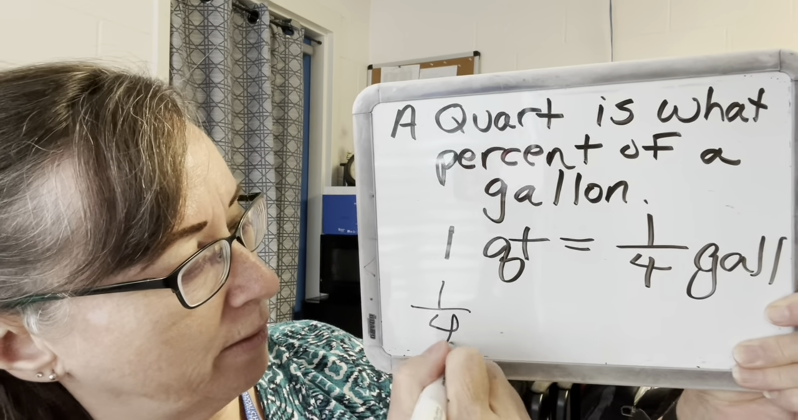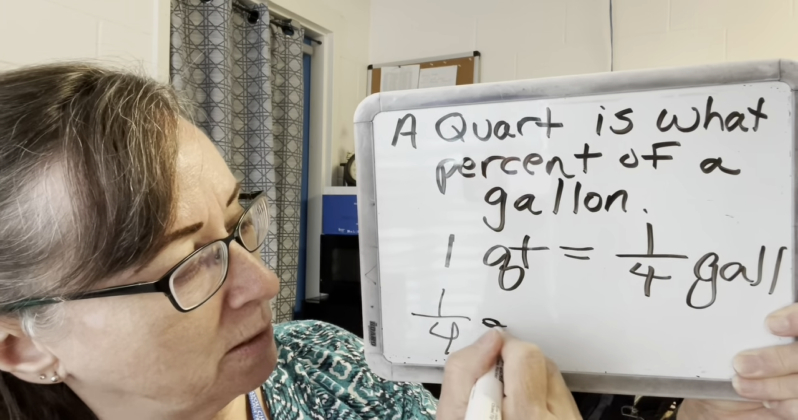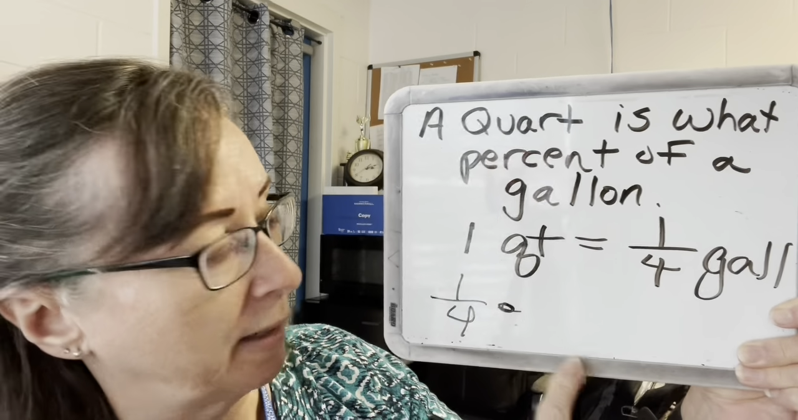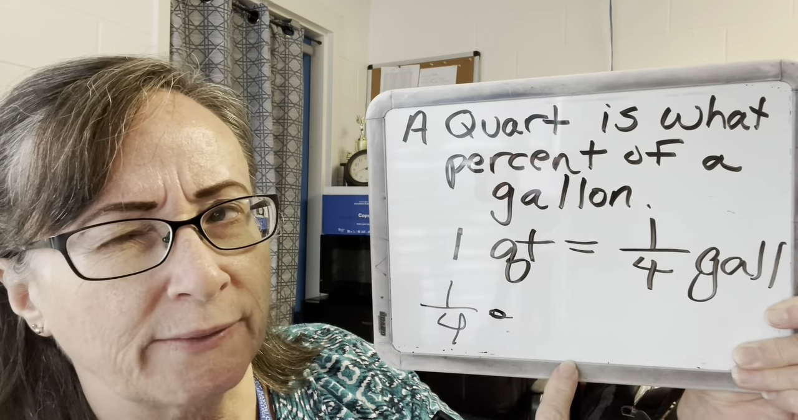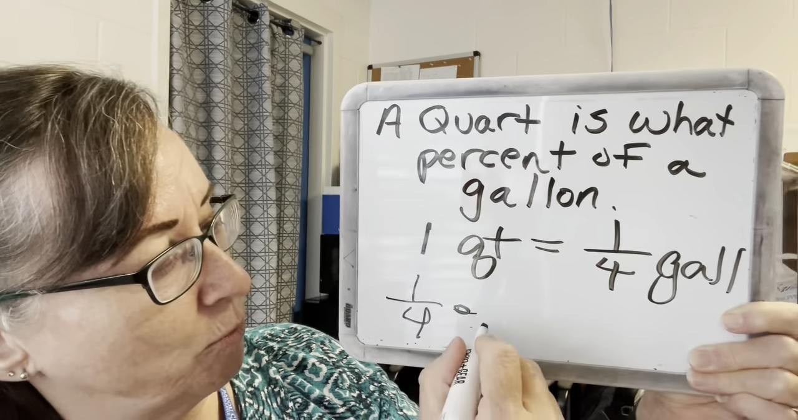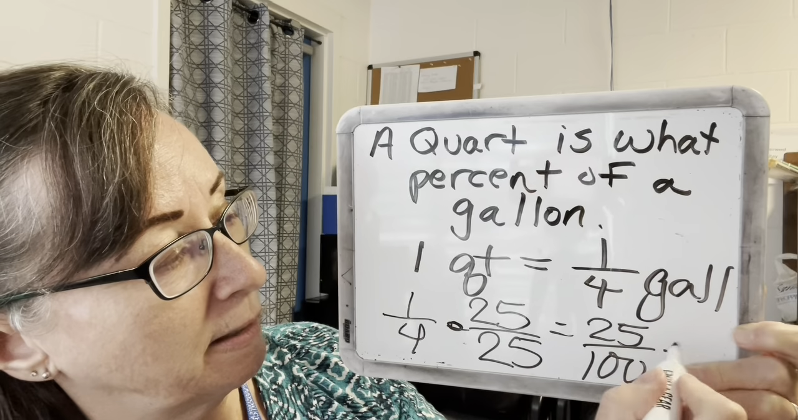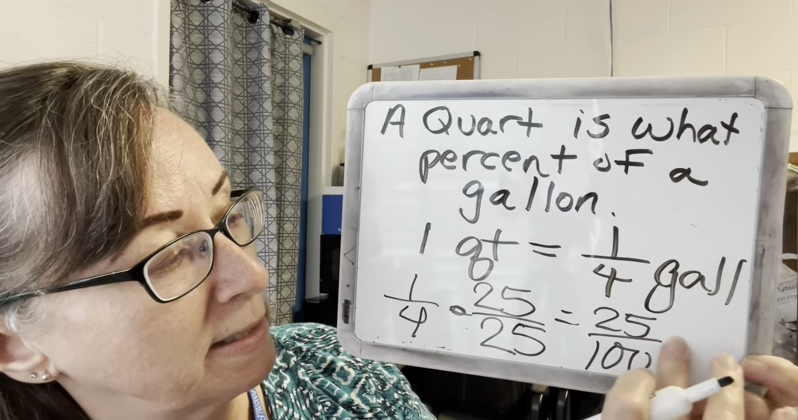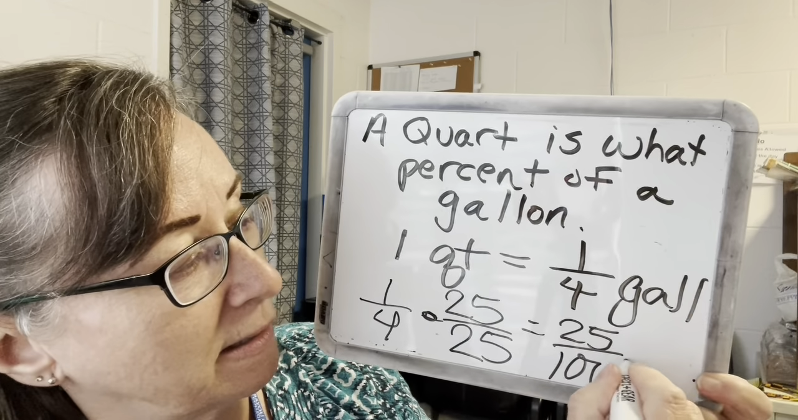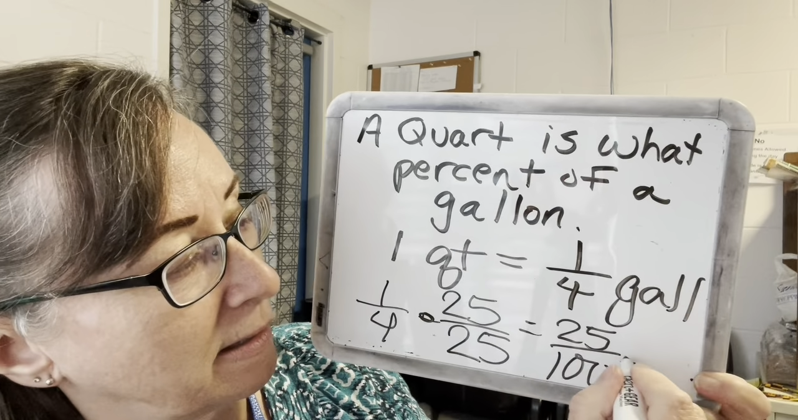So 1/4 is equal to, I'm going to multiply to get a 100 on the bottom. 4 times what gives me 100? 4 times 25. So I'm going to multiply by 1. 25 over 25 is 25 100ths. So 25 100ths is the same thing as 25%. We have the little percent sign. I ran out of room. 25% is the same thing as 1/4.